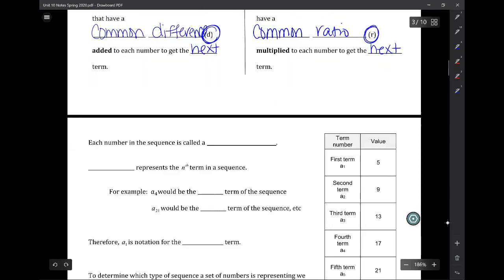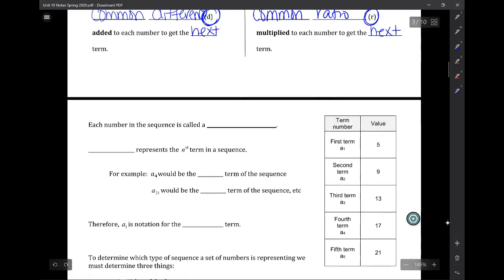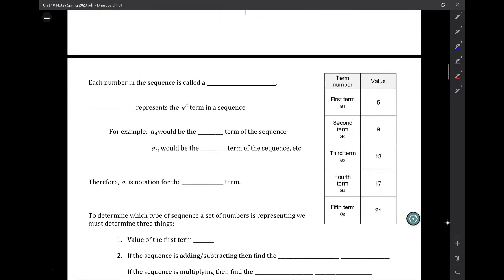All right, so let's take a look. Each number in a sequence is called a term. Okay, so we have the first term of the sequence, the second term of the sequence, and the third term of the sequence. And some mathematician came along one day and said, okay, instead of writing out the first term, the second term, let's just generalize it and use a symbol.